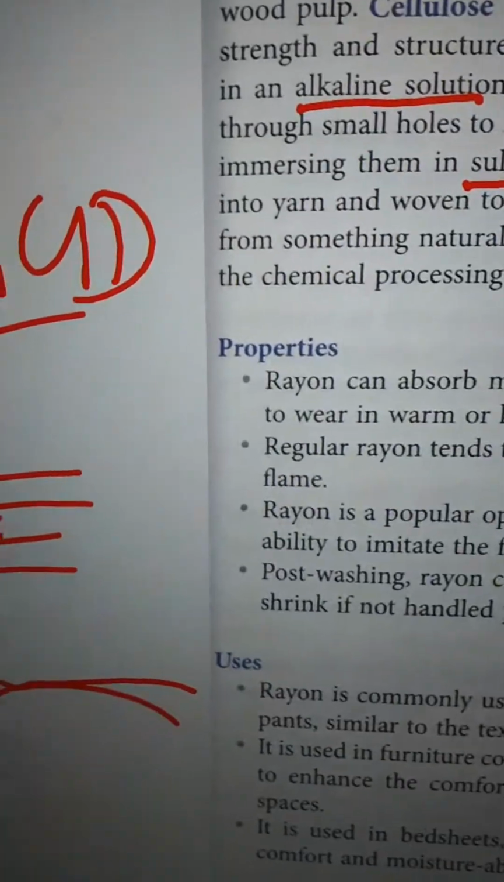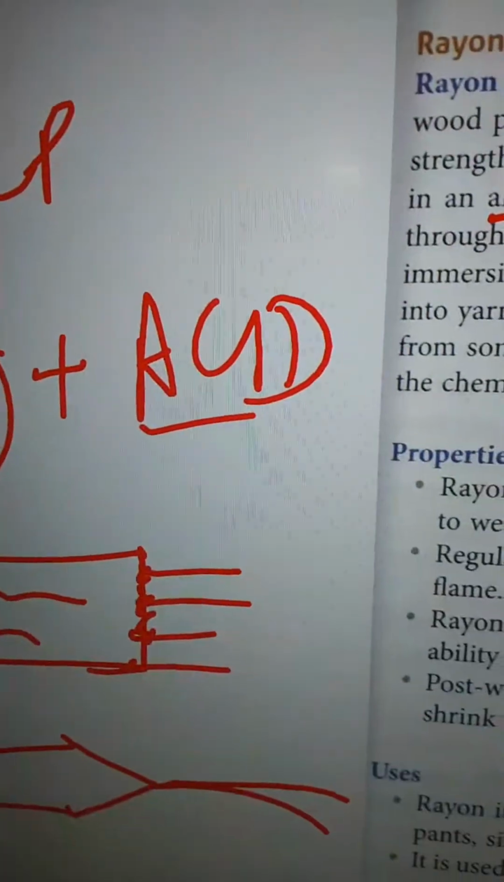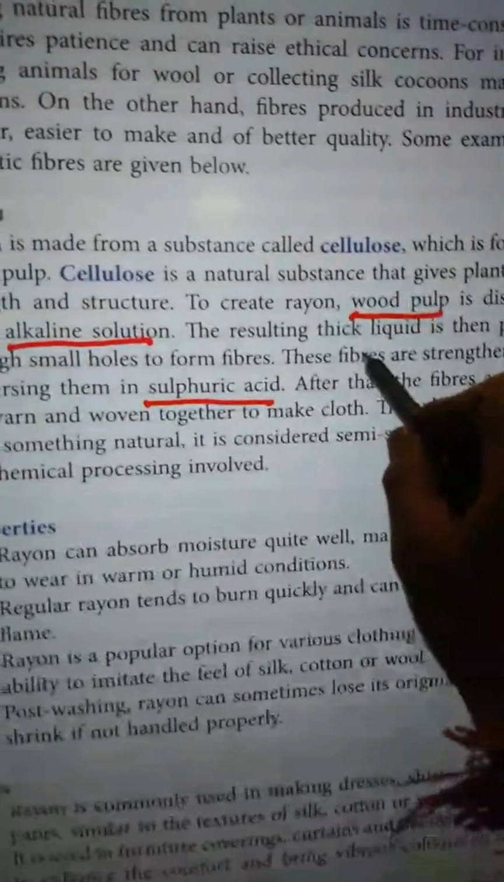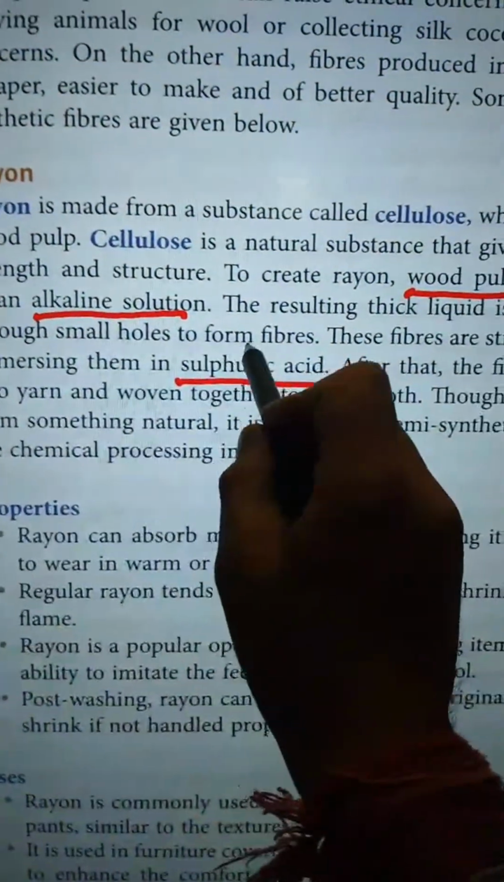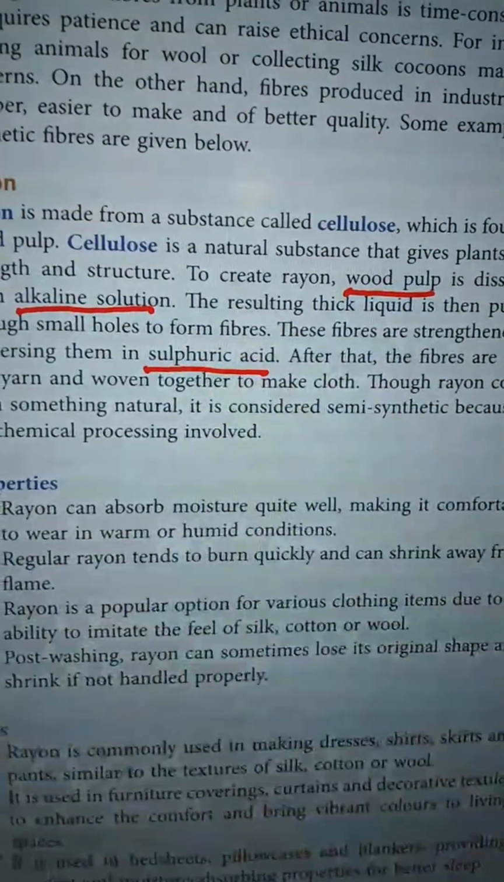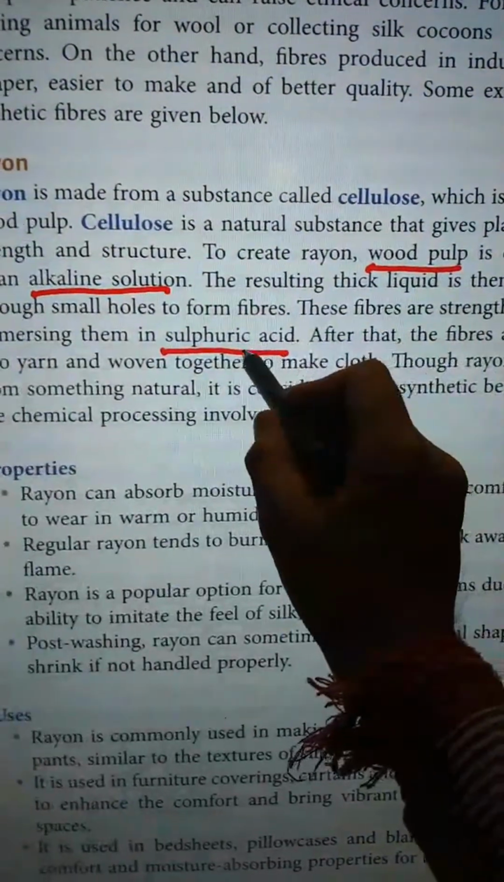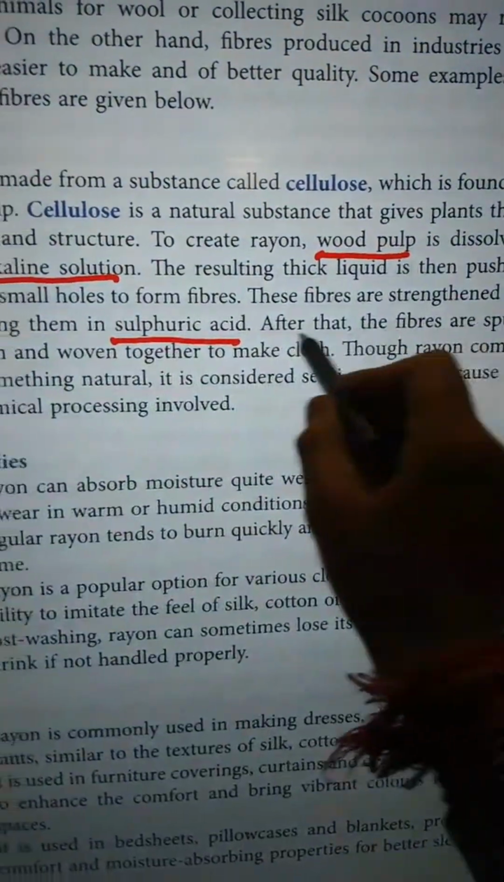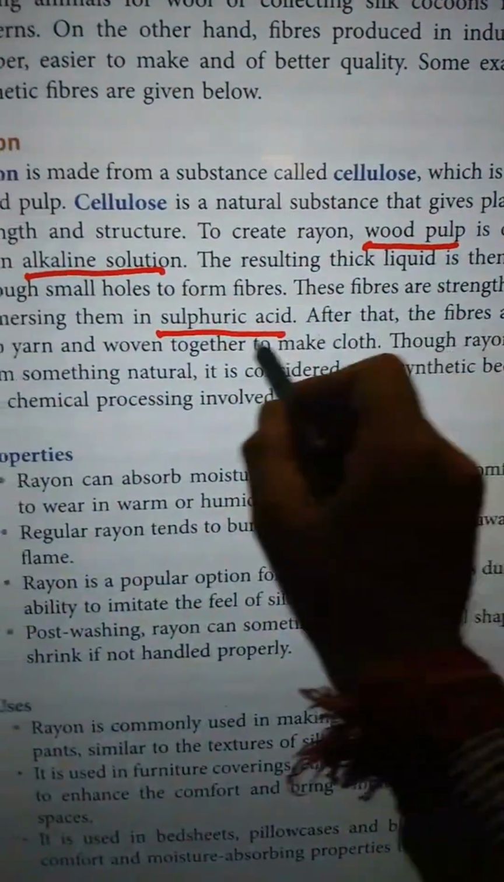So when you treat it with base and an acid, the resulting thick liquid is then pushed through small holes to form fibers, and these fibers are put into acid. This acid makes the fibers strong, and then they are made into yarn.